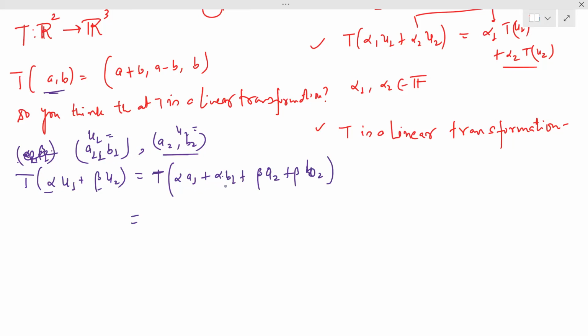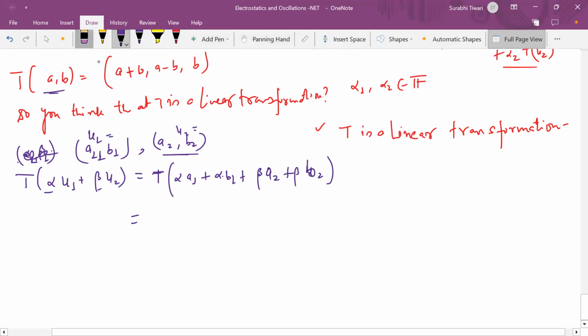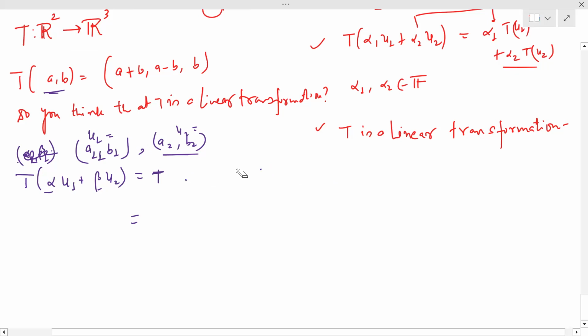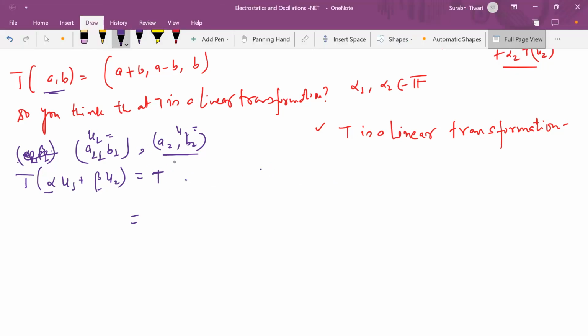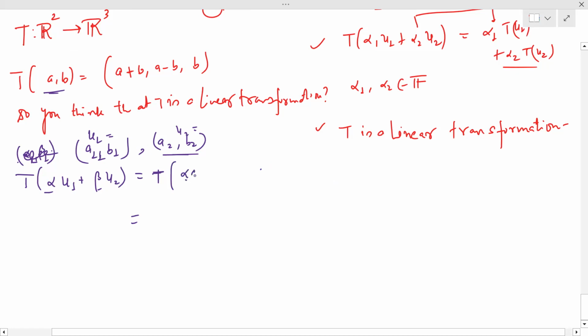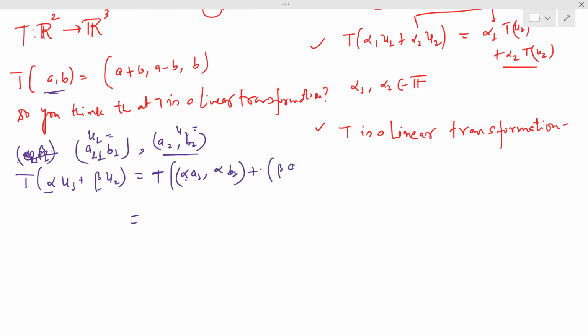So this is what I'm getting right now: T of alpha U1 plus beta U2. I'll write all these tuples in ordered form so that you don't get confused. This is alpha A1, alpha B1 plus beta A2, beta B2. If I add them up, I get T of alpha A1 plus beta A2, alpha B1 plus beta B2. This is what I'm going to get. And if this is the case, I've told you what my linear transformation is going to do.